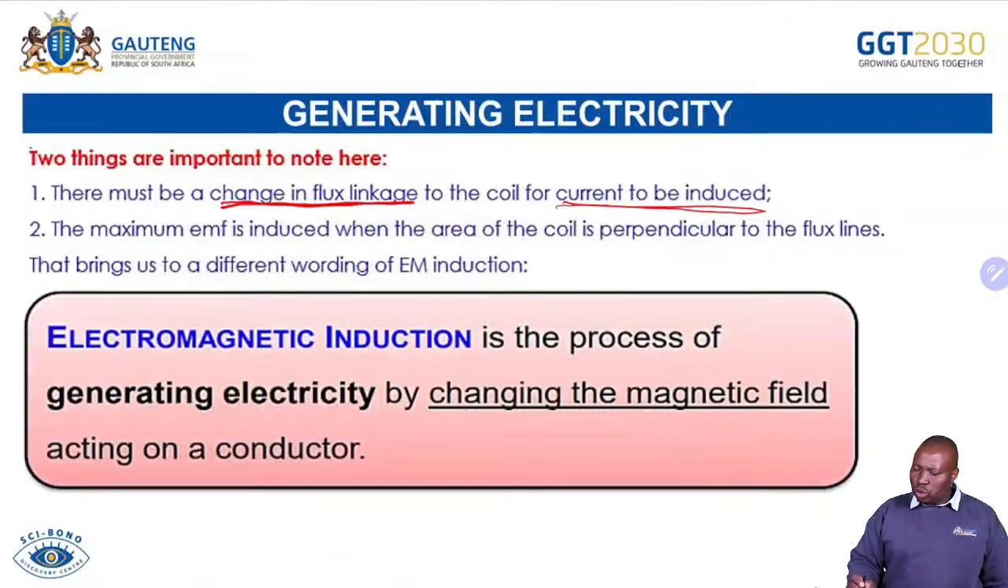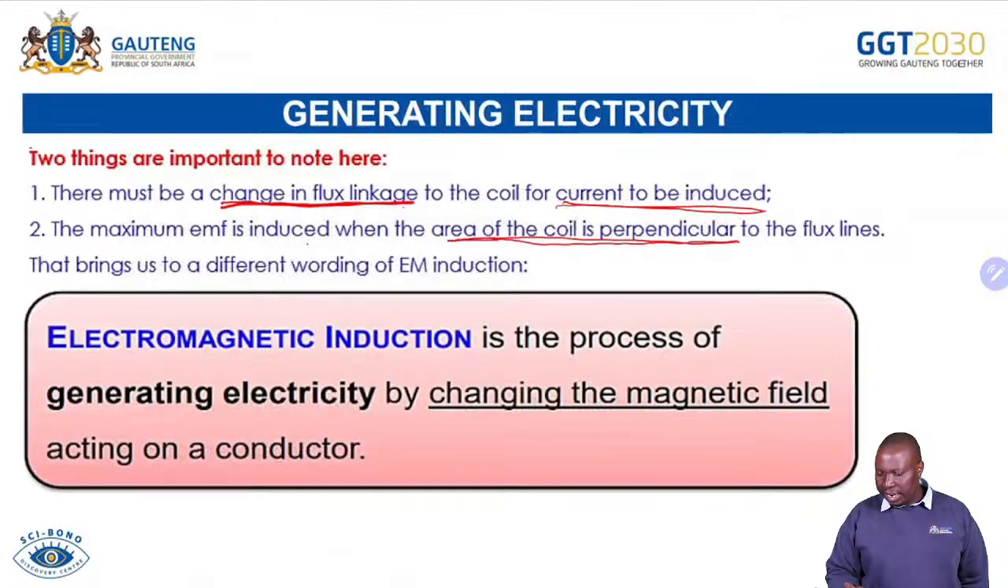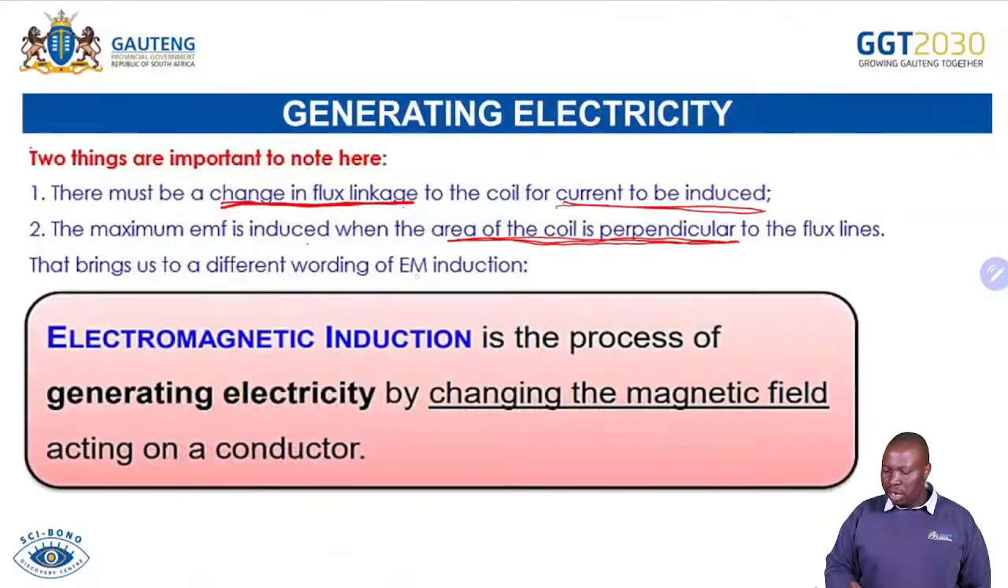Now, number one, we are saying there must be a changing magnetic flux to the coil for current to be induced. Number two, we are saying the maximum EMF is induced when the area of the coil is perpendicular to the flux line. When the area of the coil is perpendicular to the flux line, then we'll have maximum EMF. That brings us to a different wording of electromagnetic induction.